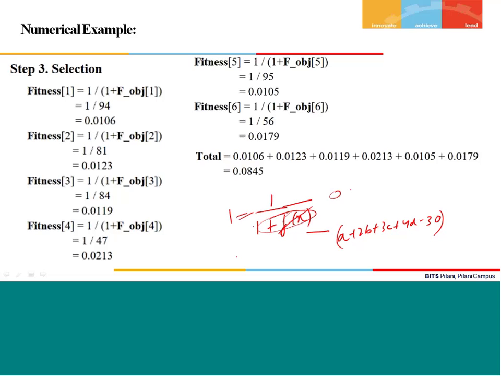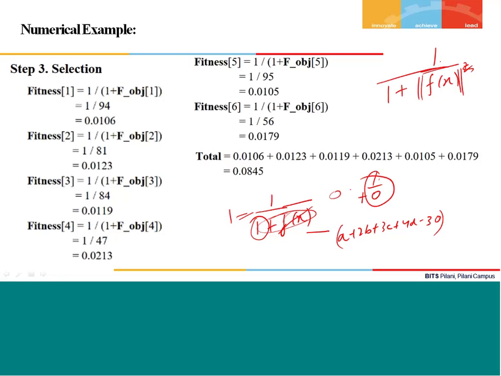I'm adding 1 here just to make sure that if fx does get to 0, it will not go to infinity or an undefined value. Otherwise it could be 1 upon fx directly, and you make sure that fx is not equal to 0. Like in SVM, where your fitness function was 1 upon w square. So here you take your fitness function as 1 upon fx. This is the fitness function whenever you want to minimize something. To avoid the 1 upon 0 undefined condition, I'm just adding 1 to it: 1 plus 1 upon fx.